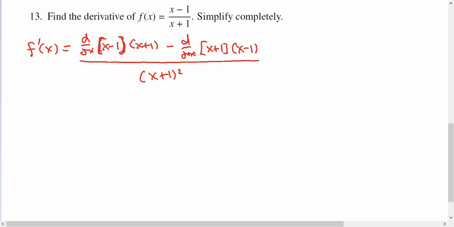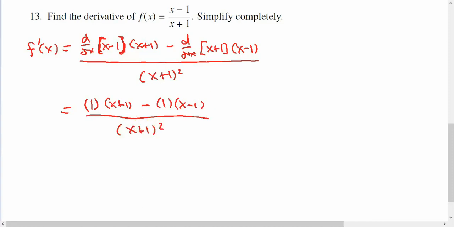So now I'll go through there and take those derivatives. Well, it's pretty easy. Derivative of x is 1, derivative of negative 1 is 0. So I'm just going to get a 1 from that derivative times x plus 1. Same thing on the second one. I'm just going to get a 1 times x minus 1. And that's divided by x plus 1 squared.